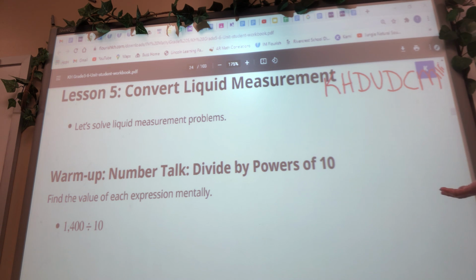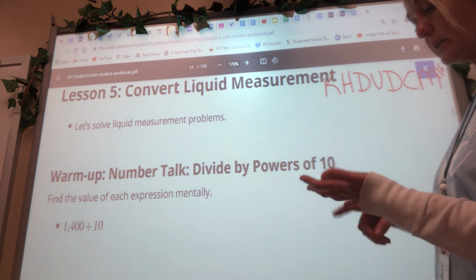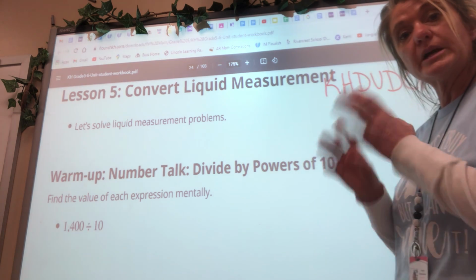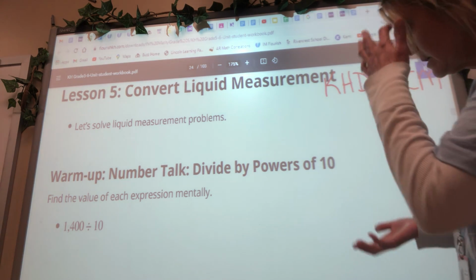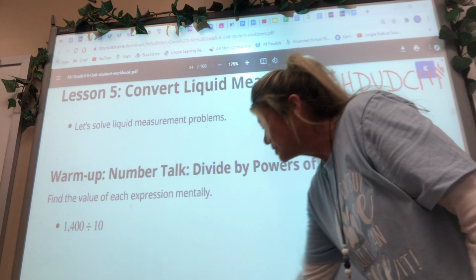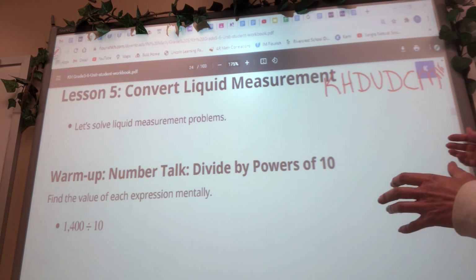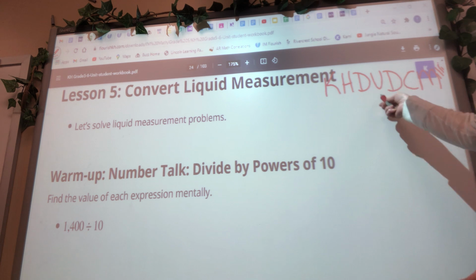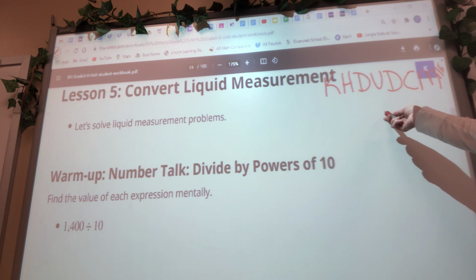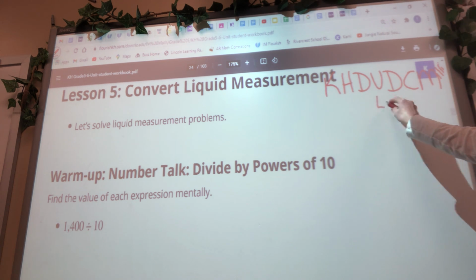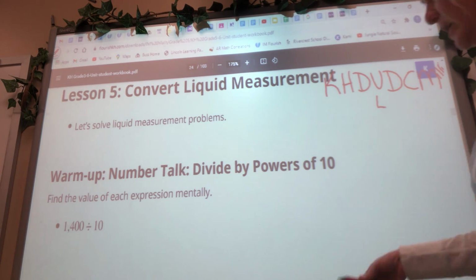But with the metric system, it doesn't matter if you're working in liquids or in measuring length or even weight in grams. It all still works through the same metric system of multiples or powers of 10. So this time, instead of our unit being meters, our unit's going to be liters. But nothing else changes.